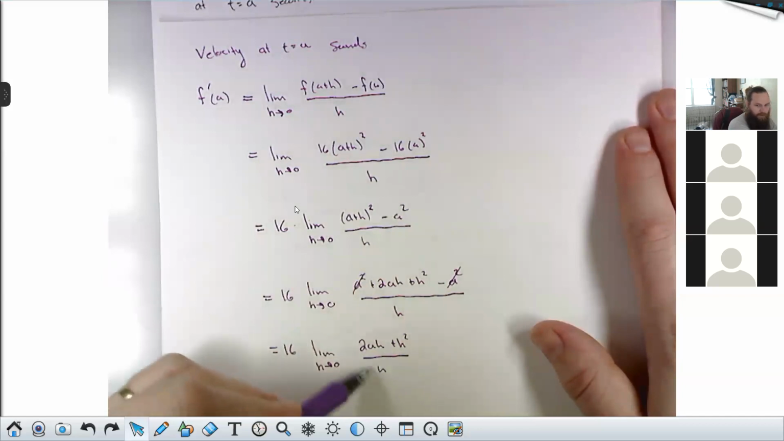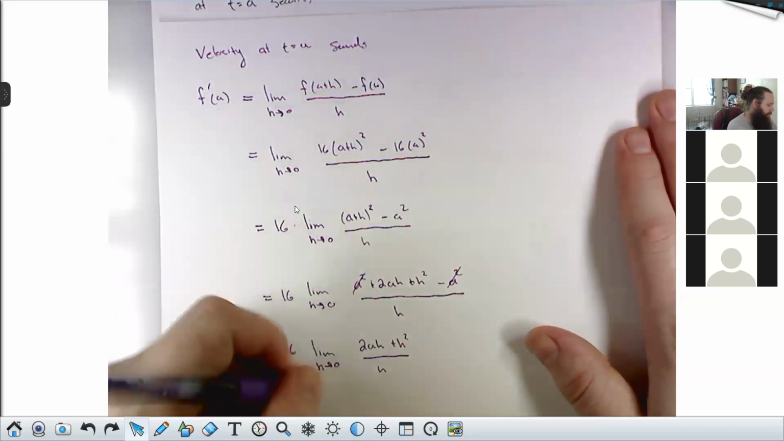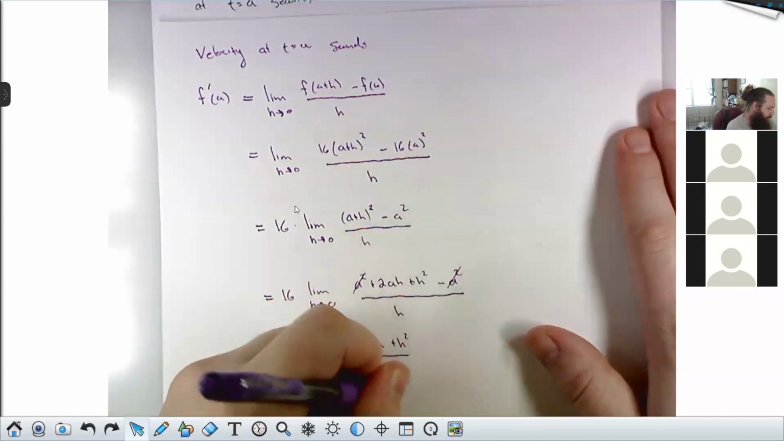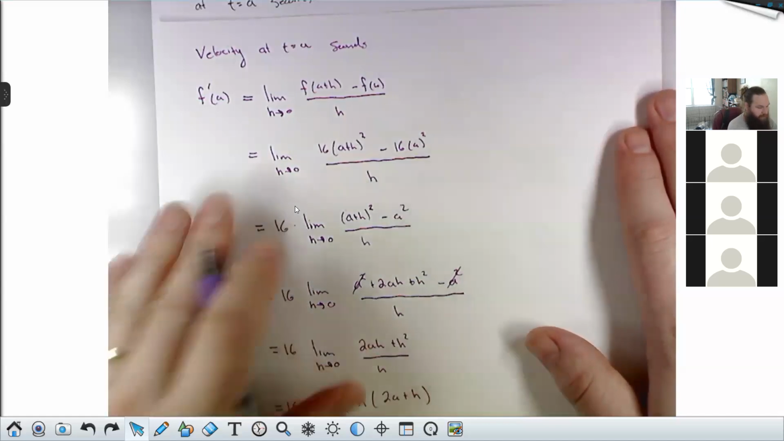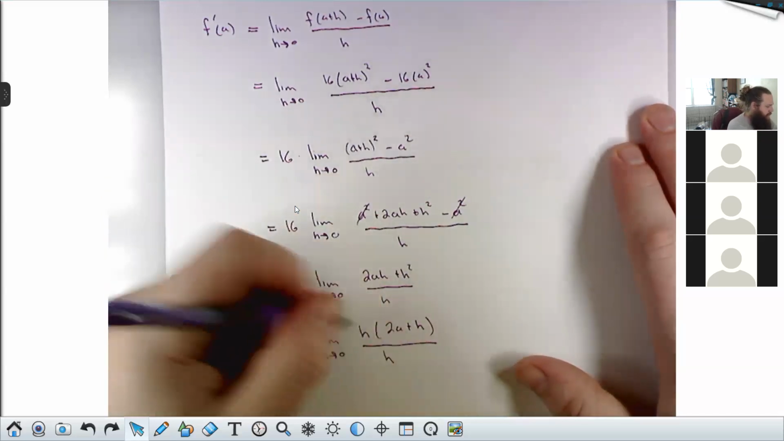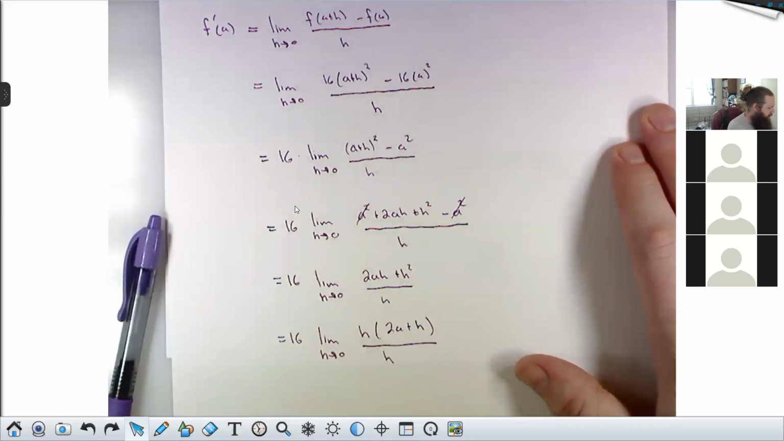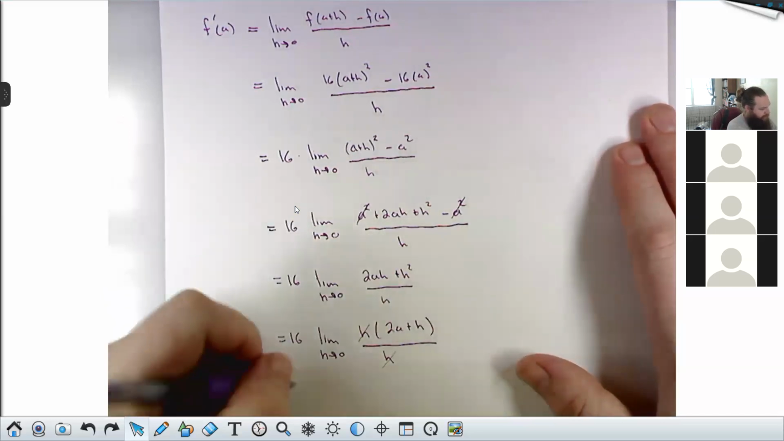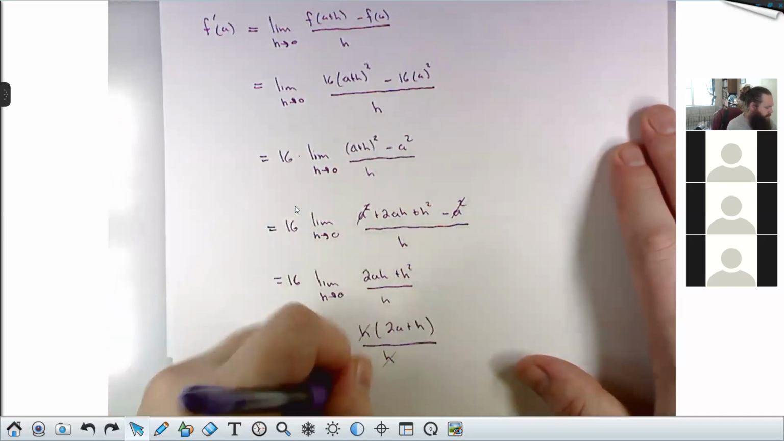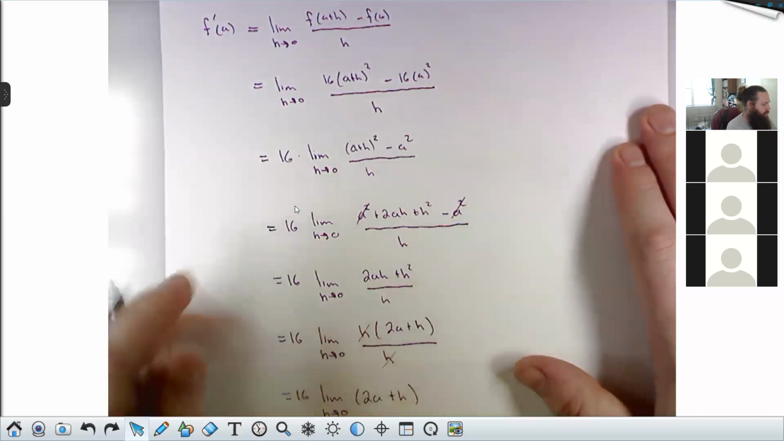And my goal, remember, is to get rid of this guy down here so I can plug in 0 for h. Can't do that while he's down there. In order to get rid of him, I need to factor an h from the top and cancel at the bottom. So the top would then be 2a plus h after factoring out that h. Downstairs here, I still have this guy, and now those will cancel. So this is 16 times the limit as h goes to 0 of 2a plus h.